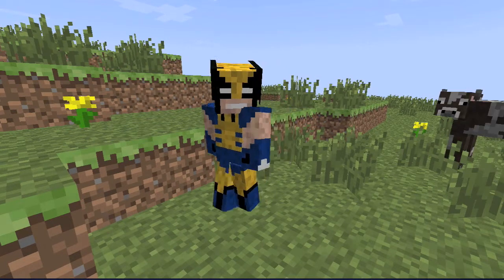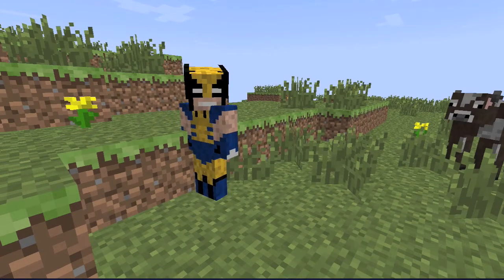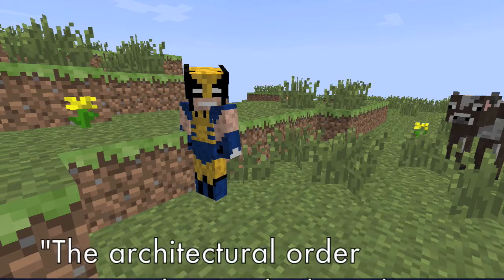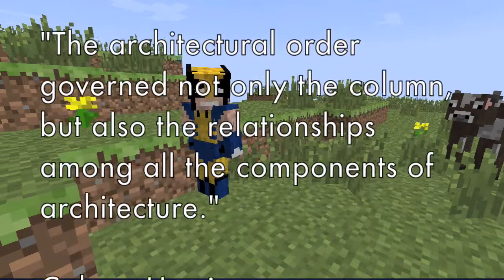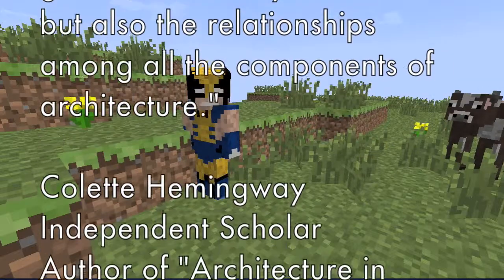As stated by Colette Hemingway, the independent scholar and author of Architecture in Ancient Greece, the architectural order governed not only the common but also the relationships among all components of architecture.